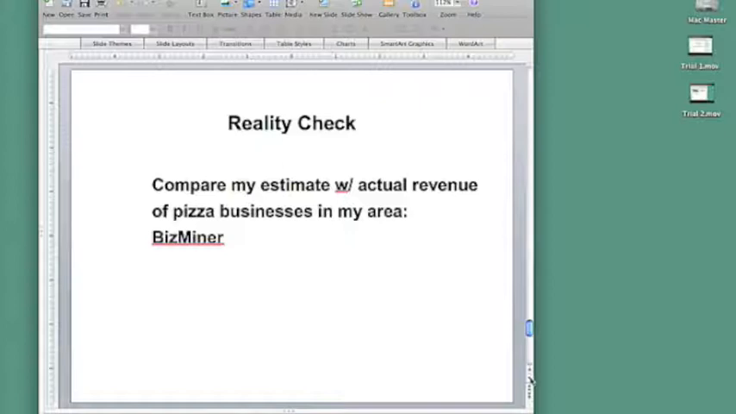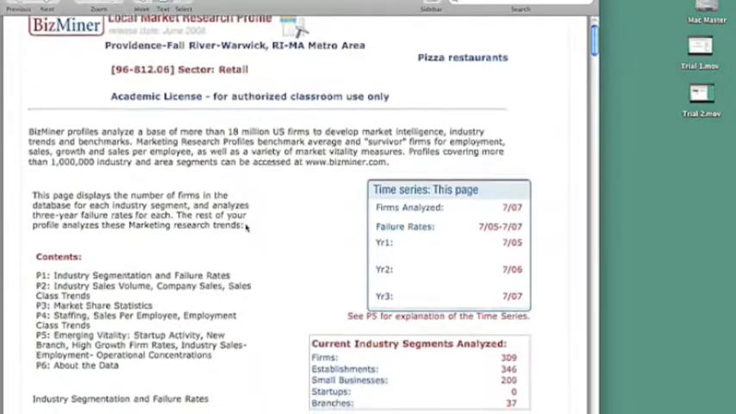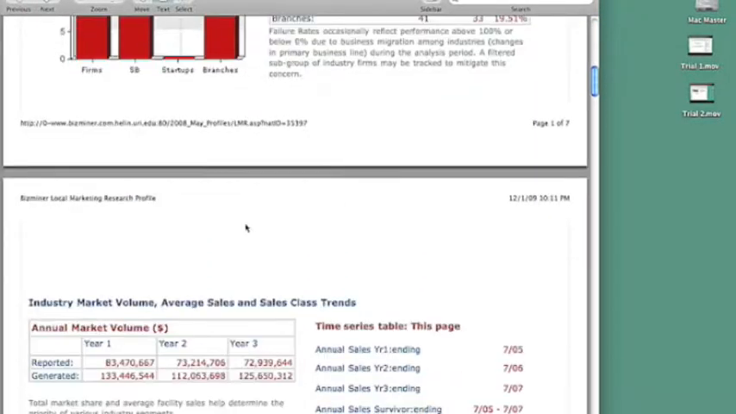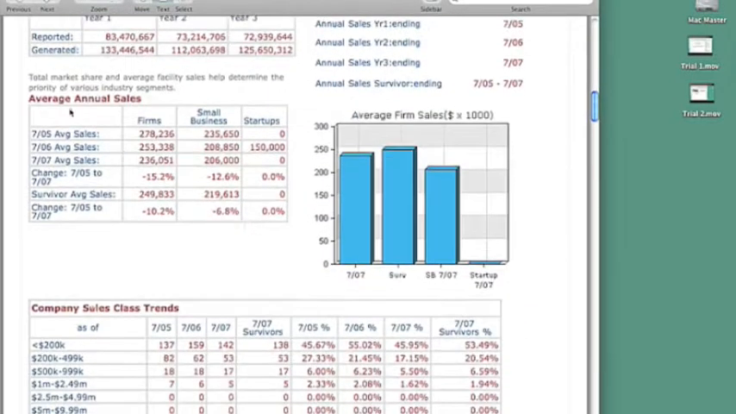Let's compare the estimate that I just calculated with actual revenue of pizza businesses in my area, and let's see if this is anywhere near reality. So for that, we go to BizMiner. And let's first look at pizza businesses in the Providence area on BizMiner. And here we scroll down a little bit, and we'll take a look at average annual sales for small businesses and startups. And startups are what we're interested in because we're starting a new business.